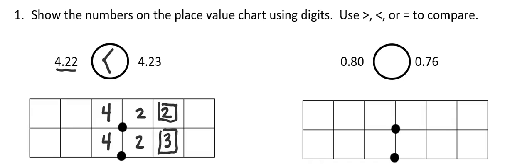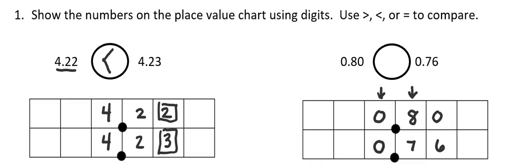If I look at the next problem, here I have a 0 in the ones place, an 8 in the tenths place, and a 0 in the hundredths place. I'm comparing that to the number that has a 0 in the ones place, a 7 in the tenths place, and a 6 in the hundredths place. Again, we'll start at the furthest value to the left.